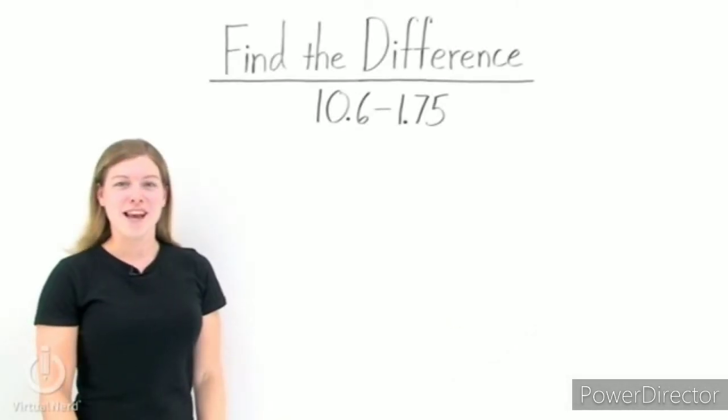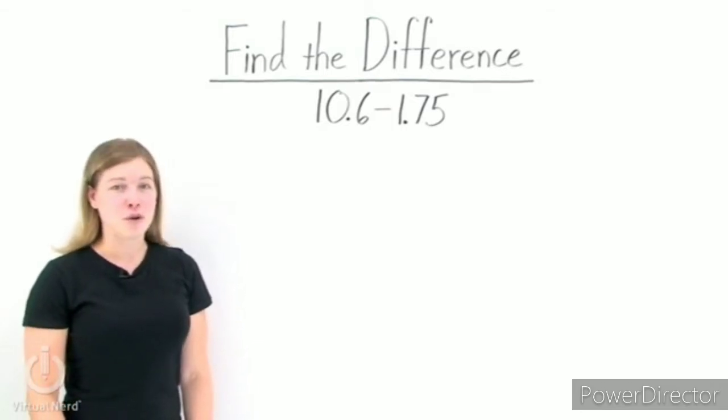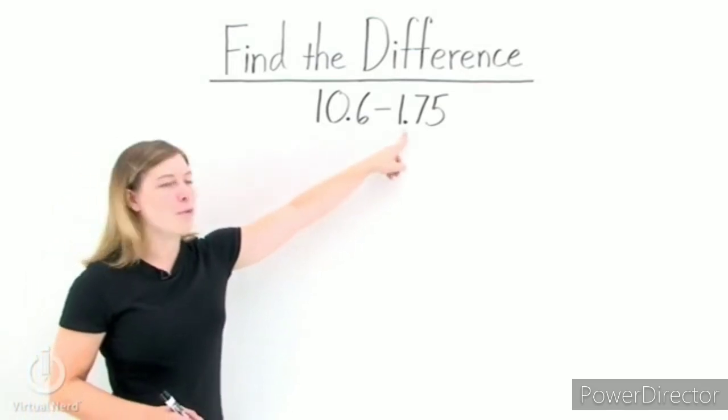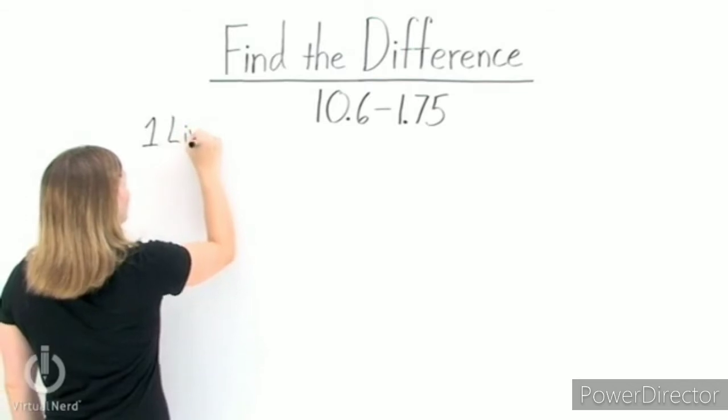Let's find the difference between 10.6 and 1.75. The difference between this subtraction and a normal subtraction is that we have decimal points in both of our numbers. So we need to make sure to account for those when we subtract.